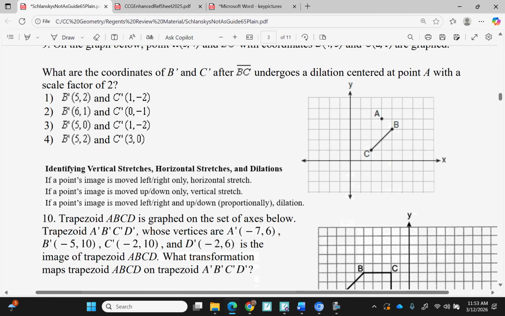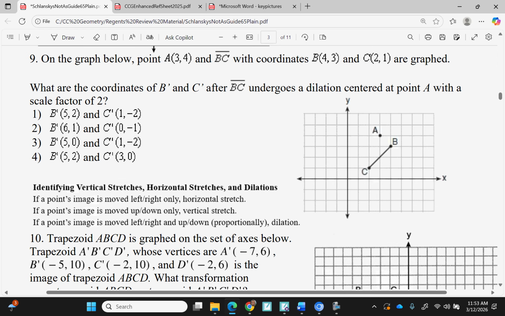Just to show you quick while I'm here, if it's a line segment, it's the same thing. If I'm dilating this by a scale factor of 2, from the center, I count to each point. B is down 1, right 1. Do that twice. C is down 3, left 1. Do that twice. And you'd answer the question from there.